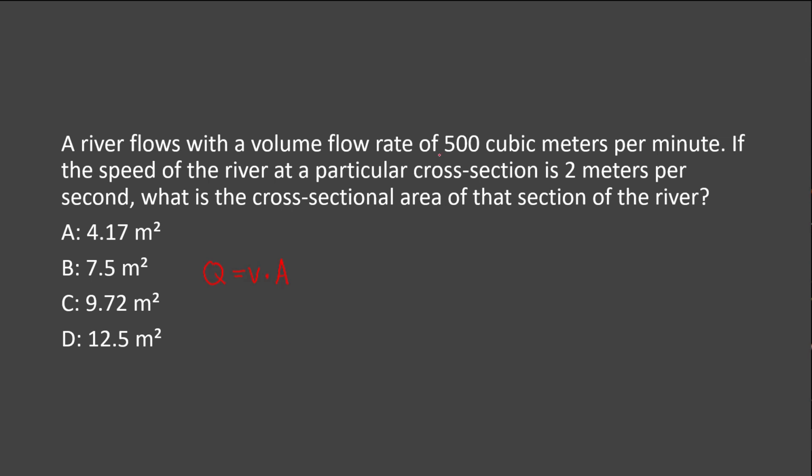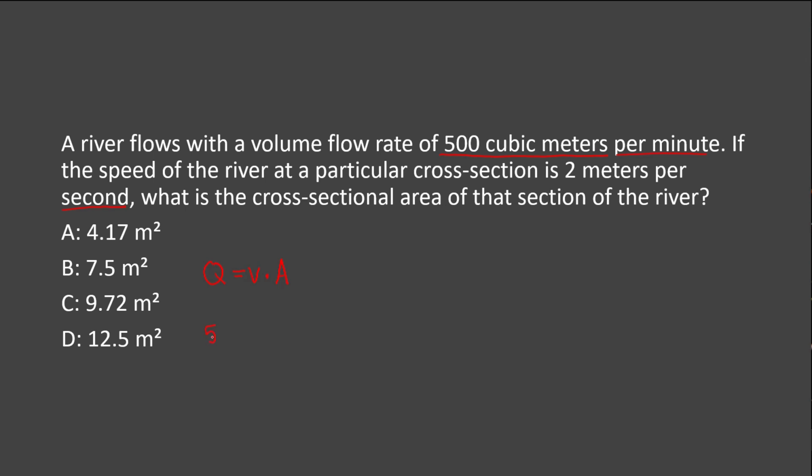All right, so we're given volume flow rate in meters per minute, and then we're given velocity in meters per second, right? So we have a choice as to which way we want to convert. The important thing is that we have identical units. And I think it would actually be easier to convert to per minute units. So I'm going to go ahead and do that.